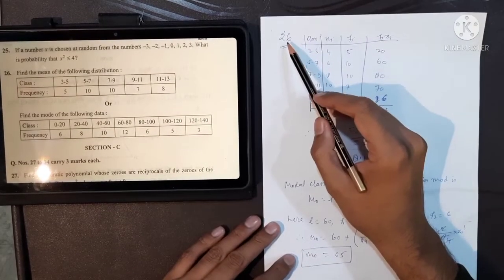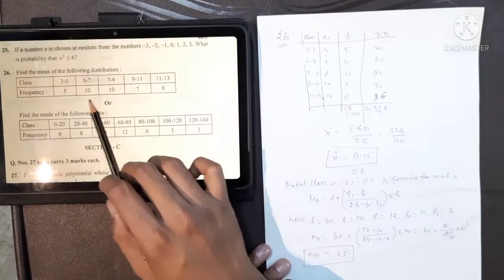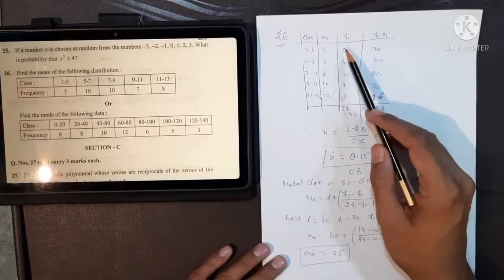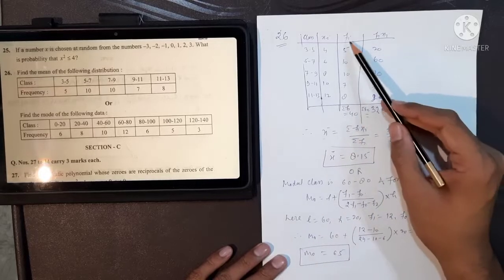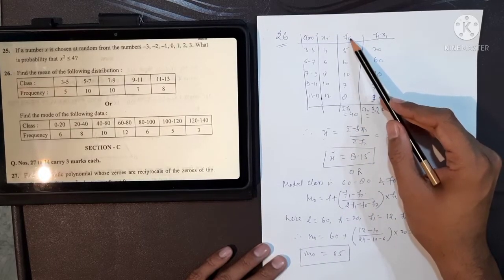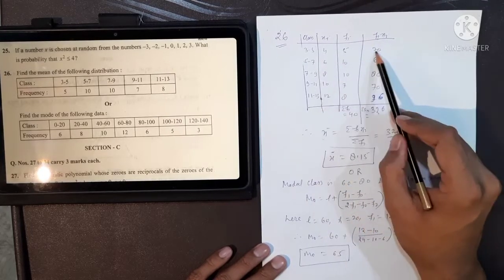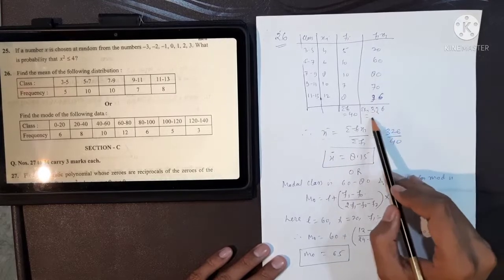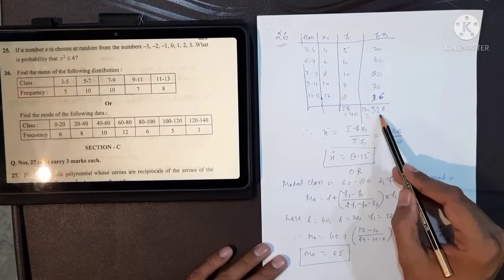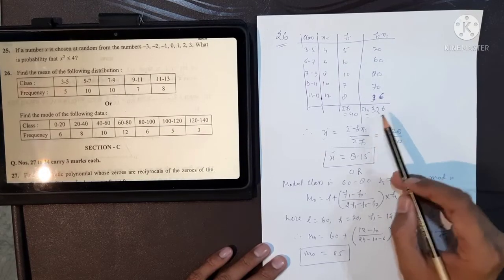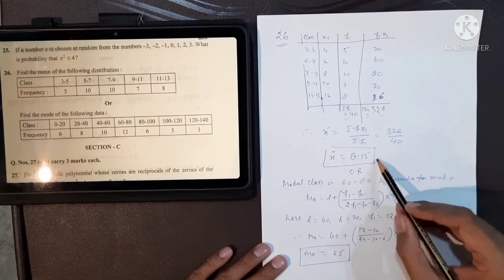We move on to question number 26. We are given the class and frequency, and we have to find the mean. So we know the formula for mean is sigma fi xi upon sigma fi. We have been given the frequency, so we tabulate it in this form and calculate the total fi into xi. We get 326 as the sigma fi xi, and frequency as 40. Substituting this in formula we get x bar is equal to 8.15.